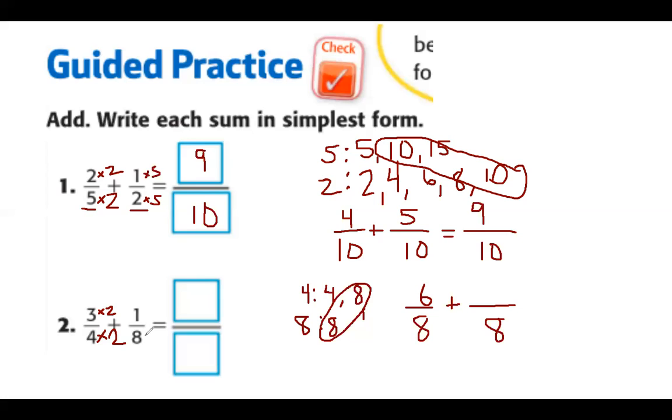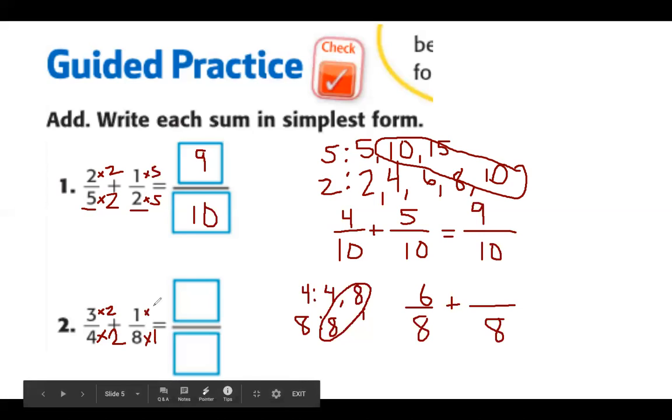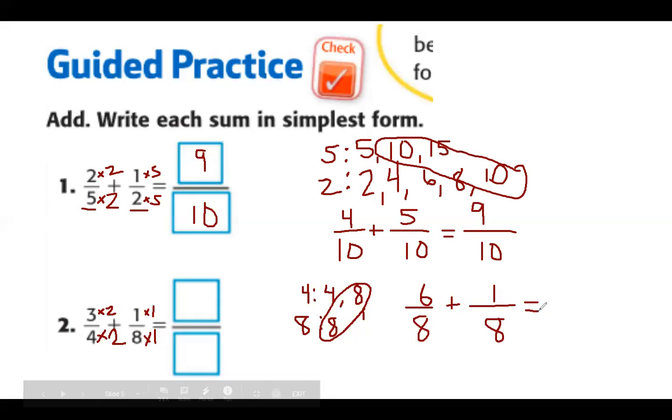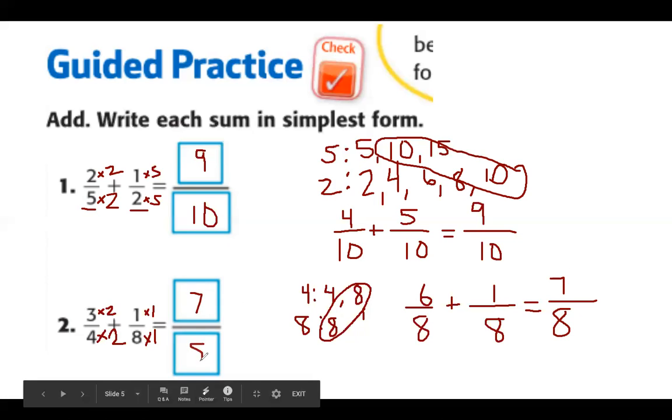Oh, and then I look, 8 to 8. It didn't change. So if you want, you can say, okay, well, 8 times 1 is 8, and 1 times 1 keeps me at 1. Or you can tell yourself, okay, 8 stayed the same, that means my numerator is going to stay the same at 1. And then all I do is add my numerators. 6 plus 1 gives me 7. Denominator stays the same at 8. So our final answer on that one is 7/8.